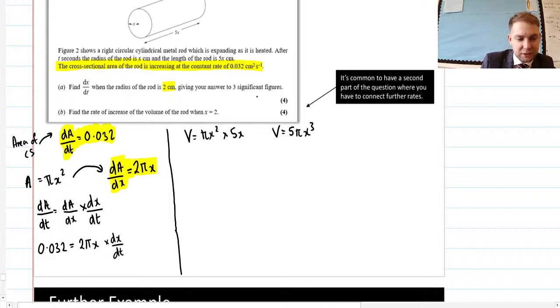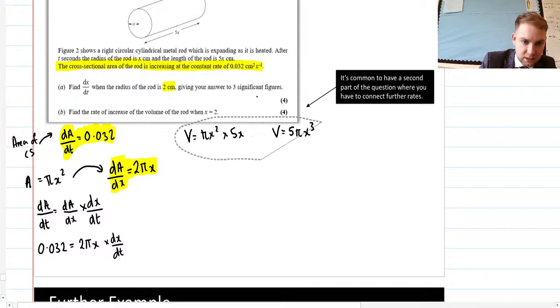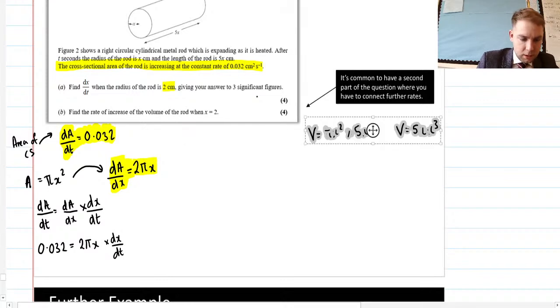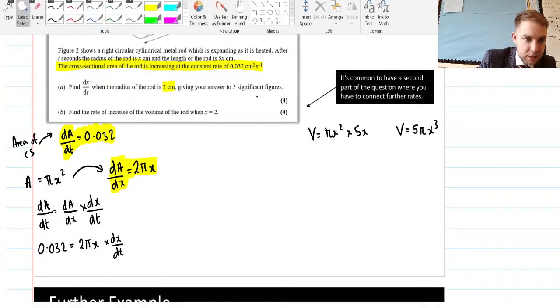So to find out dx by dt, now they're asking for it when the radius is 2 as well, so I am going to have to sub that in. I'm just going to give myself a little bit more space here. In fact, what I'll do is I'll move this over for a second, because I don't actually need this just yet. And then let's take that up there.